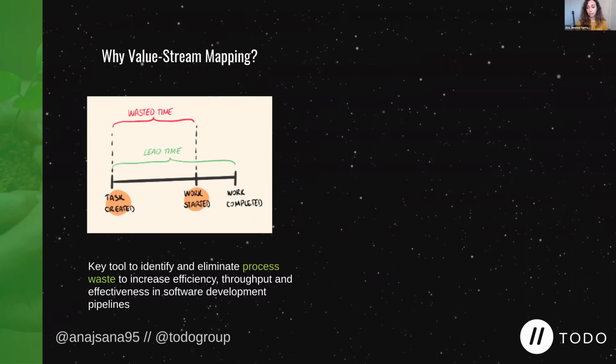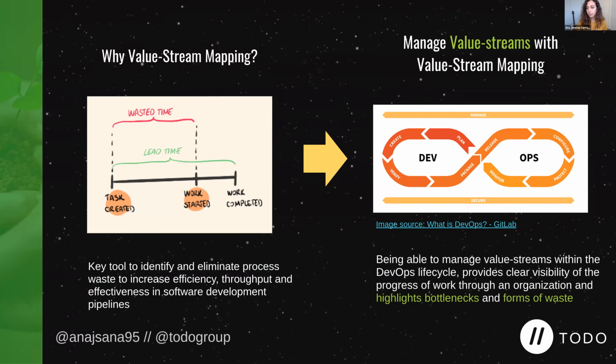So as you can see, for some that are more focused on agile, there is the lead time, that is from when a task is created until work is completed. So there is one portion of that which is wasted time, and there are different types of wasted time that we will see in a while. But the main goal in value stream mapping is to manage those value streams, and we can also identify bottlenecks in this process.